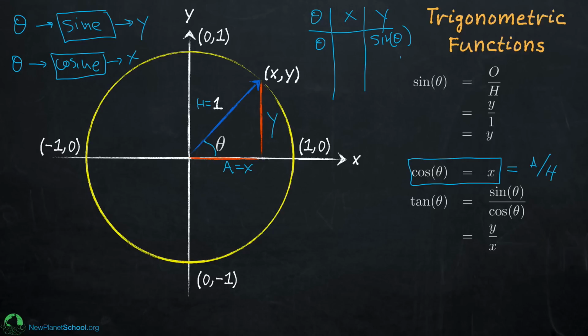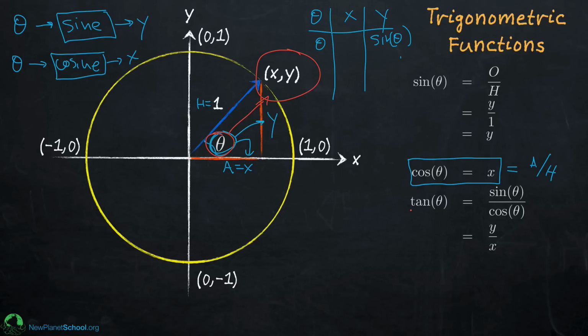You give it an angle, and they will give you y. You give it an angle, and it will give you x. And so from this, through the sine function, you get y. From this, through the cosine function, you get x. And that is how we're able to connect the angle right here to this point. It's just a definition at this point.